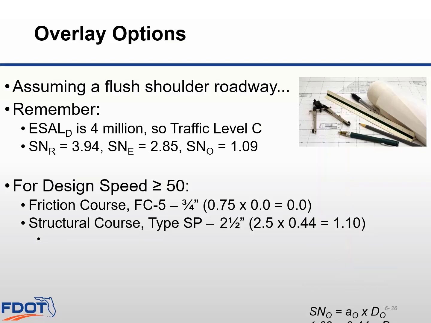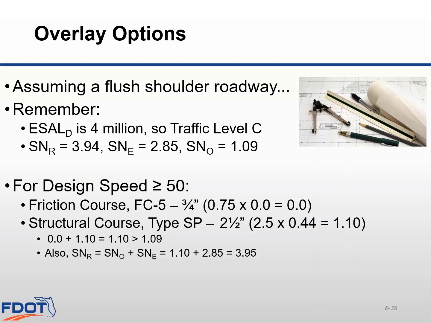So to confirm, let's calculate it now. 2.5 inches times 0.44 equals 1.10. Checking this, we see that 1.10 is greater than our original overlay structural number, so we're good there. Finally, we see that it checks out with our required structural number as well. So for this version of the example, using a design speed of 50 miles an hour or greater and a mill depth of 2 inches results in a total overlay thickness of 3 1/4 inches.